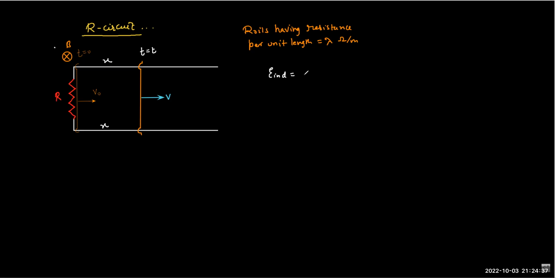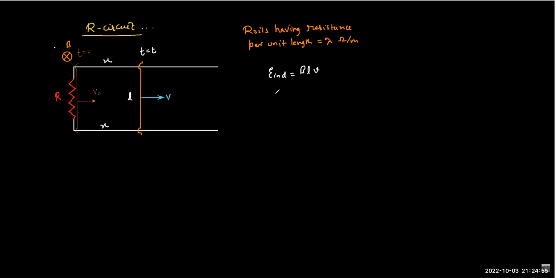So we know that for a moving rod in a transverse magnetic field, the induced EMF will be VBL, right? So this is the formula that you should remember. So let me add on BL.